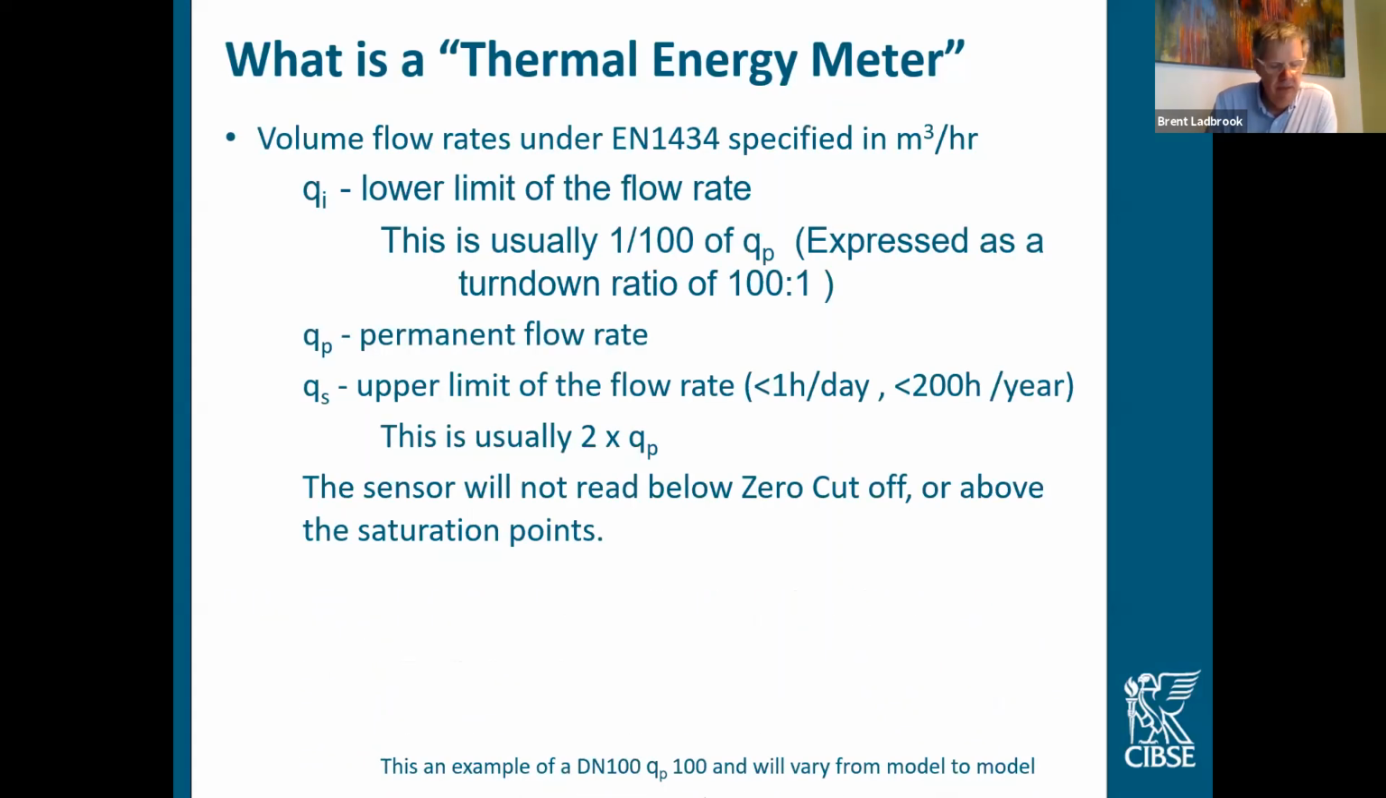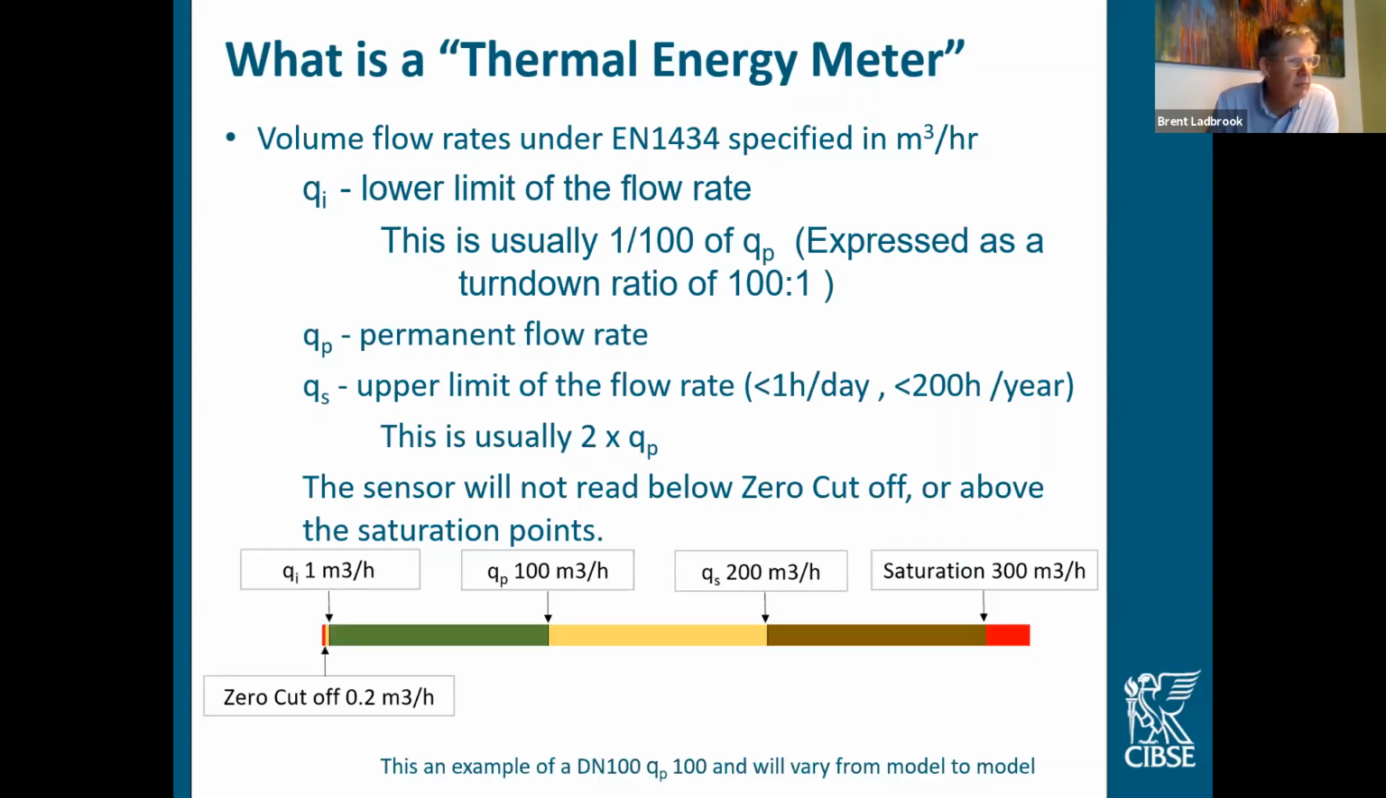This slide has quite a bit of information on it. I'll bring up the graphic at the bottom so we can understand how these flow sensors are sized. There's a number of Qs that we have. Q stands for quantity. QI is the lower limit of the flow rate, and QI stands for inferior. QP stands for permanent, and QS stands for superior.